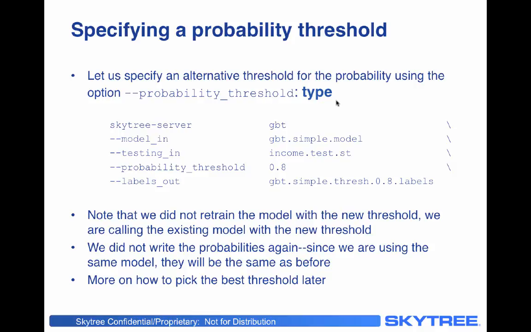So if we want to assign the labels by using a probability threshold of 0.8, we can do that by specifying the probability threshold option. So this run that we're going to give is very similar to the previous run. We're again specifying the model file and the test set, and we're writing out the labels to a labels file, but this time we're specifying the probability threshold to be 0.8.